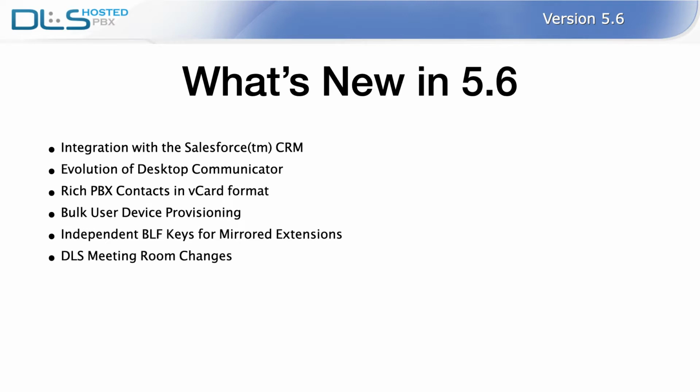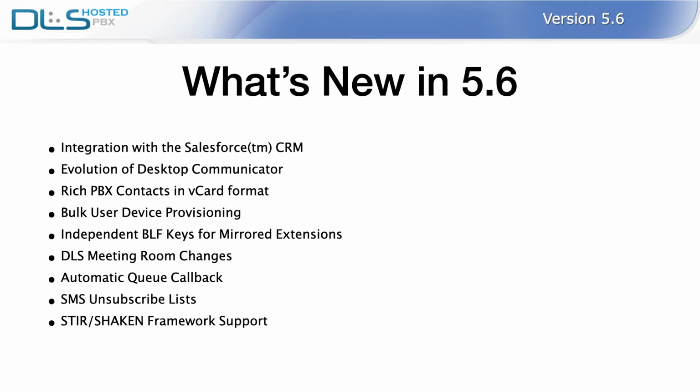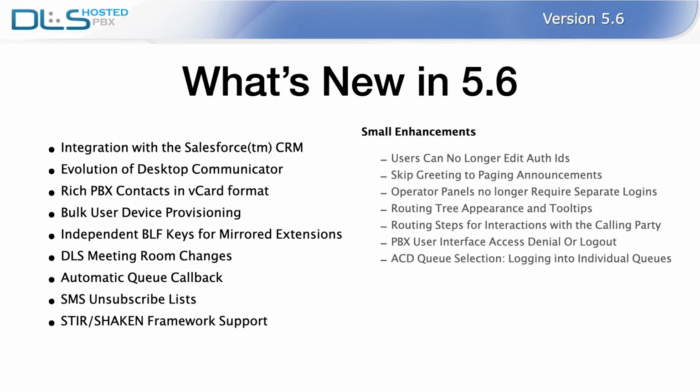DLS Meeting Room Video Conferencing and Collaboration Service underwent a significant transformation with many new enhancements, features, and stability improvements. A new Qcallback feature can now offer an option to save the caller's place in the queue and call them back when an agent becomes available. Users of SMS can now comply with the regulations by using blacklists and honoring SMS stop requests. DLS Hosted PBX 5.6 has adopted a STIR/SHAKEN framework to combat spoofed robocalls with caller ID authentication and is now compliant with the FCC order.